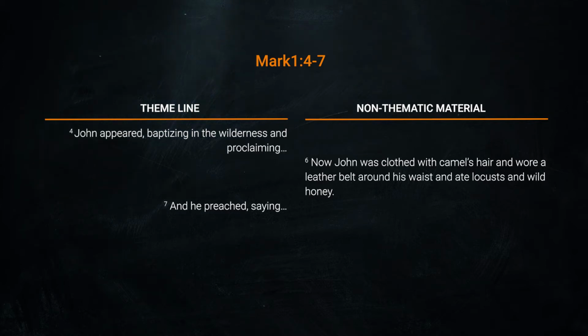Now John was clothed with camel's hair and wore a leather belt around his waist and ate locusts and wild honey. And he preached, saying. Now, I left verse 4 out of there, but it's really part of the theme line as well. Now, I've seen instances where a verse like this could be translated in such a way that the non-thematic information seemed to the hearers and the readers like it was actually part of the theme line. If they weren't aware of just how their target language marks non-thematic information, that can happen to an uninitiated native speaker who was not involved in the translation process.